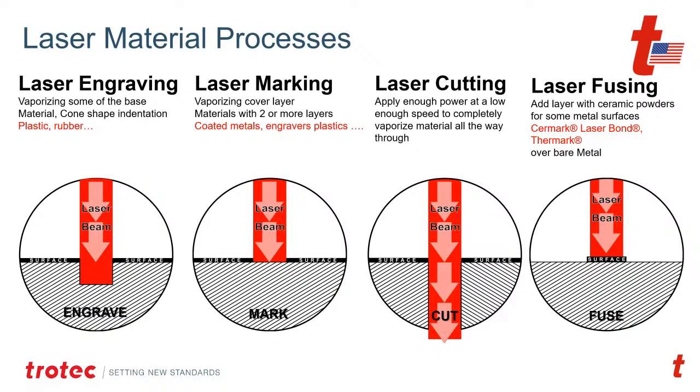And then the last one I wanted to cover, which we'll be covering today, is laser fusing. Fusing is kind of like the process of welding, where you're adding an additional material to the surface of another material. So we're actually fusing a type of metal or material onto the surface of a metal, for example, such as the Surmark laser bond Thermark material over bare metal, which we'll cover as well today.